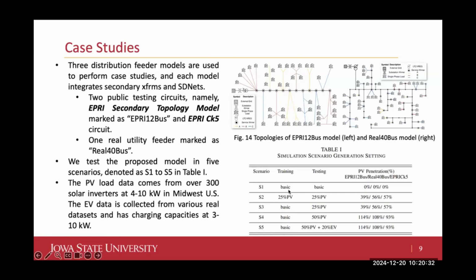In most scenarios, except for the second scenario, basic means there's no solar injection. I mean, there's no solar penetration on the training side. That means they haven't seen any solar when we train the model, except for scenario 2, where we give them a very low solar penetration. And then we do the testing.